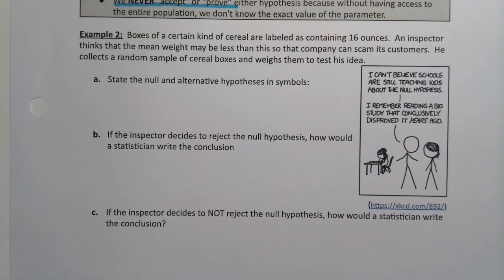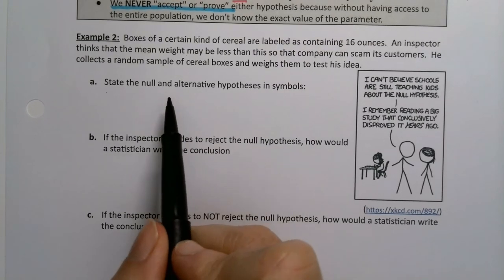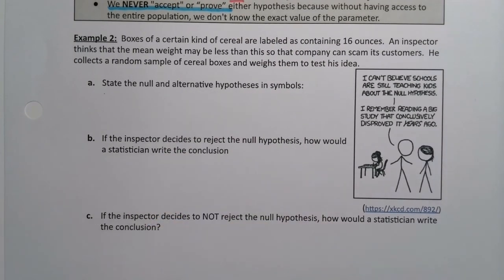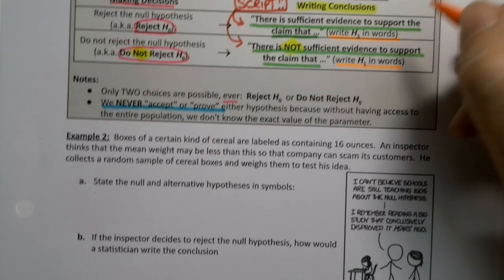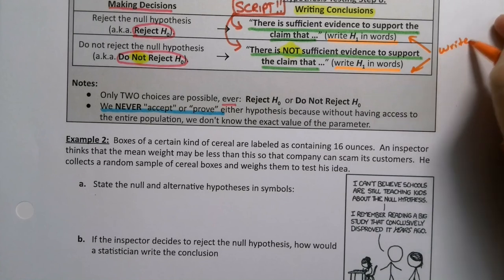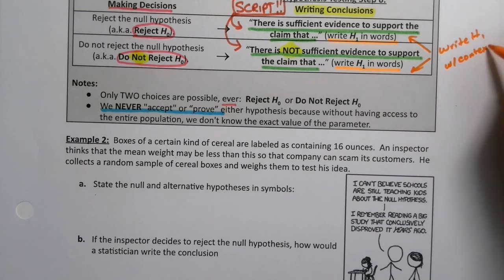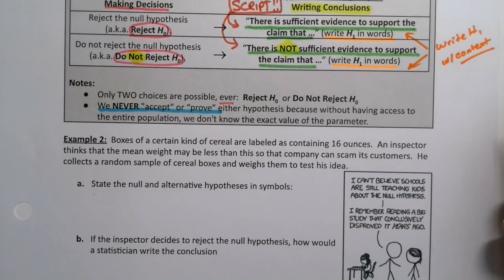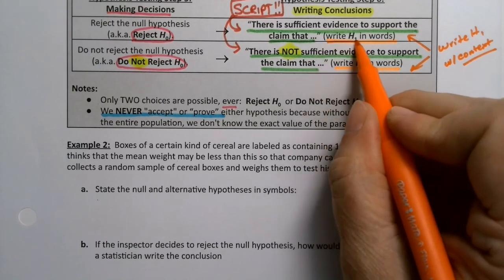All right. First thing they want us to do is practice one more time writing the null and alternative hypotheses in symbols. Oh, it just occurred to me, I should have written up here, you write H1 in words with context. That's the most important part. So when I say with words there, what I mean is context. And we're going to have it right down below.